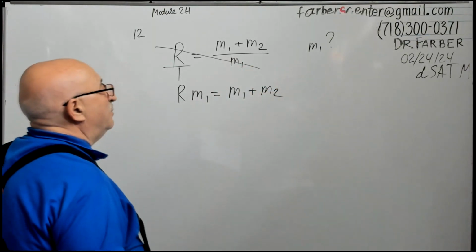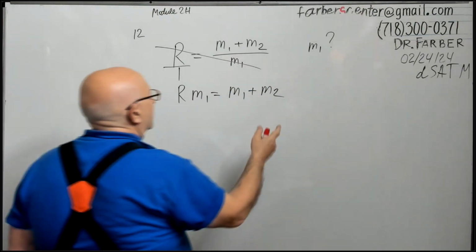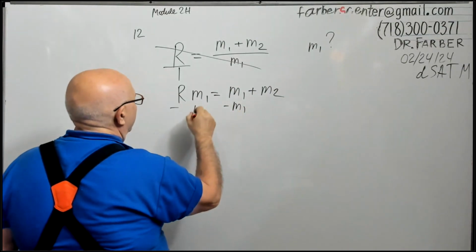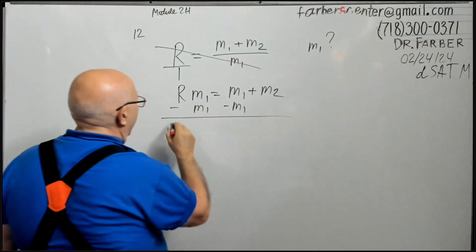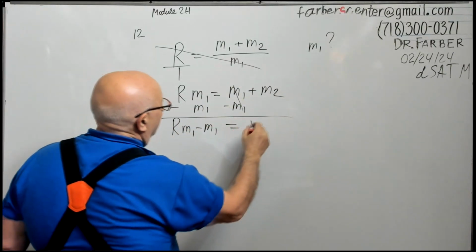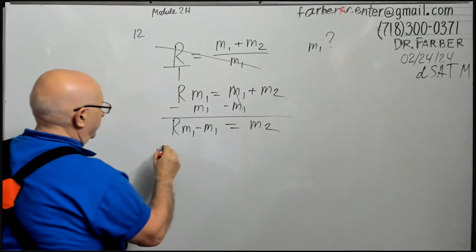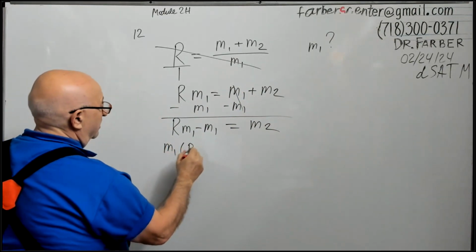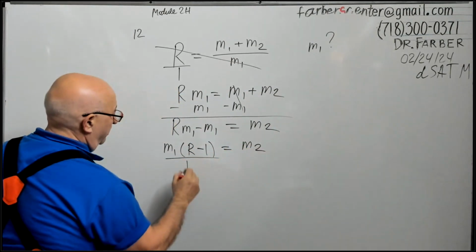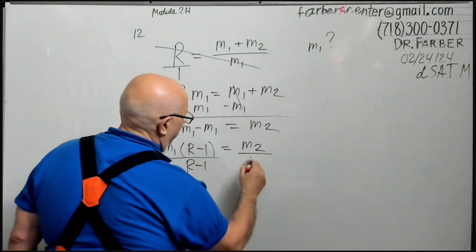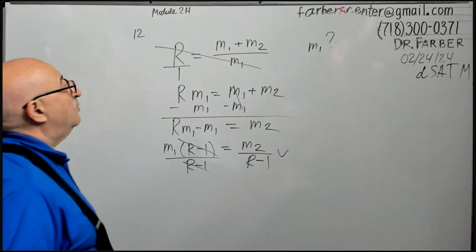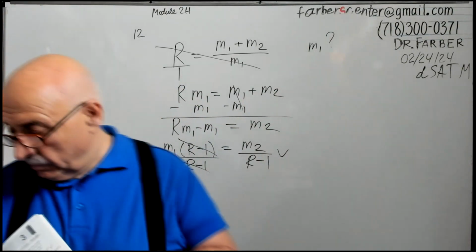So M1 is the dependent variable. Group all the terms with M1 to the left part, minus M1 and minus M1. I get R M1 minus M1, cancel out, equals M2. Or factorize: M1 times R minus 1 equals M2. If I divide both parts by R minus 1, I get the answer. So from one formula, get another formula.